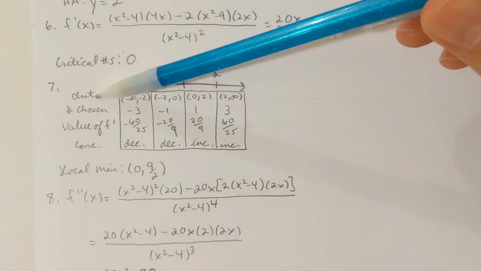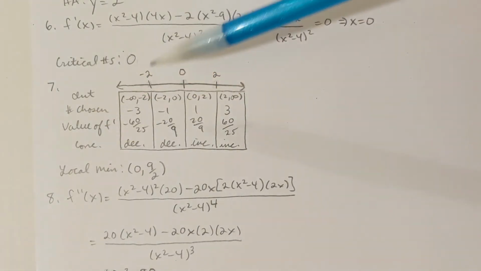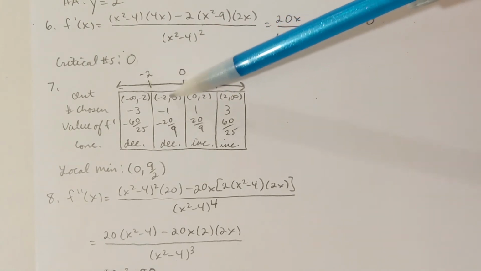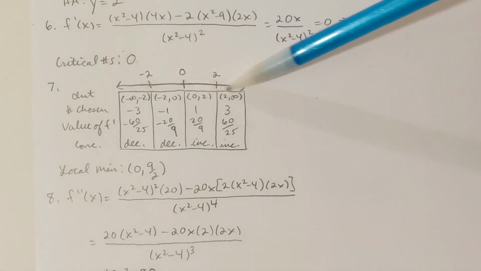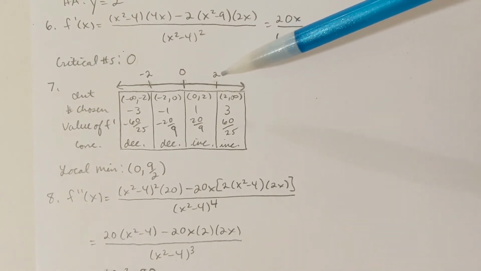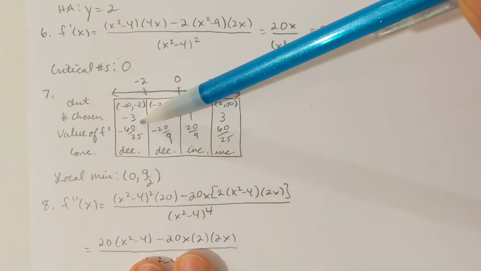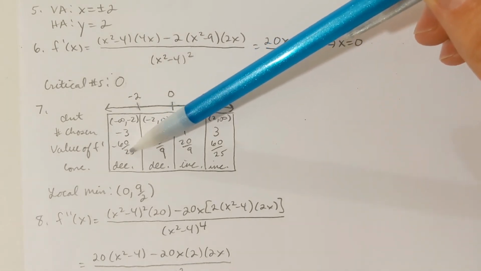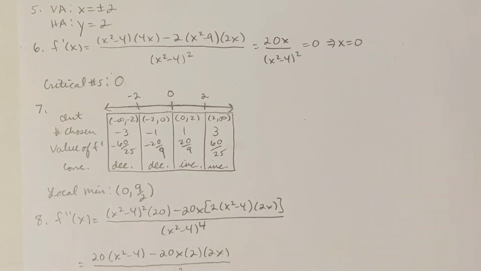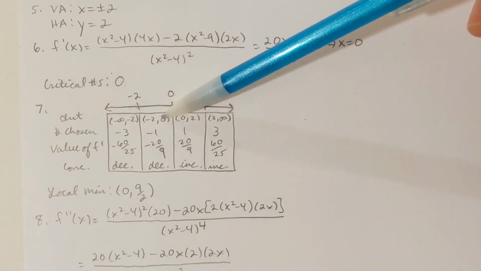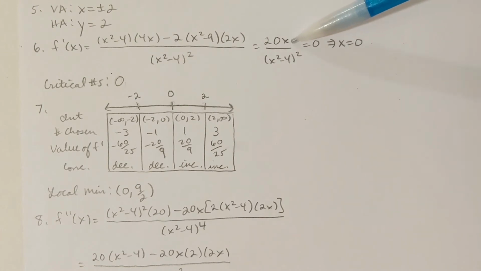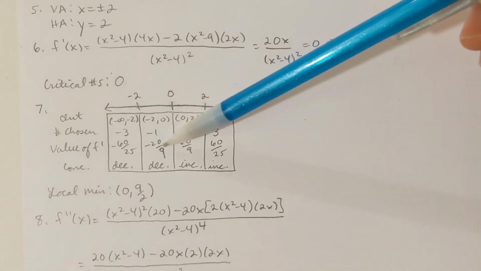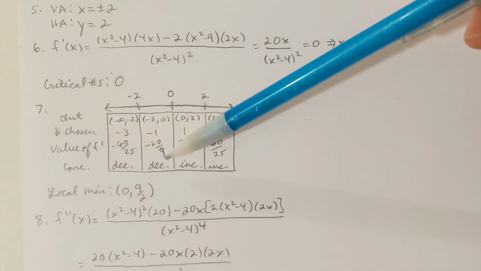Okay, so I've got my interval, number chosen, value of f prime, and then the conclusion. These 4 intervals have been created here, splitting up the number line. And now I can choose my test values. So if x is negative 3, and I plug that in here, I'm going to have negative 60 divided by 9 minus 4 is 5, squared is 25. That's a negative, so it'll be decreasing on that part of the graph. If I let x be negative 1, the second interval, plug that in here, I'm going to have negative 20 divided by negative 3 squared is 9. Okay, so that's a negative value of f prime. We're still decreasing.